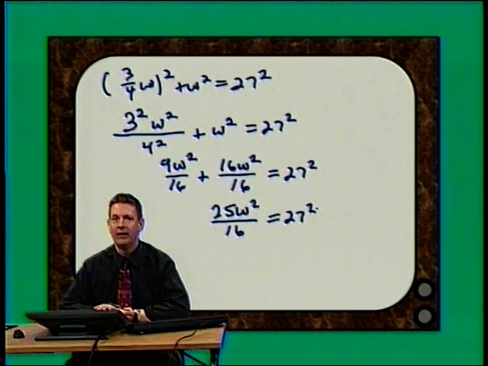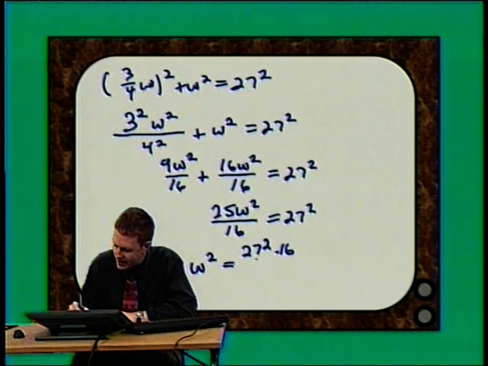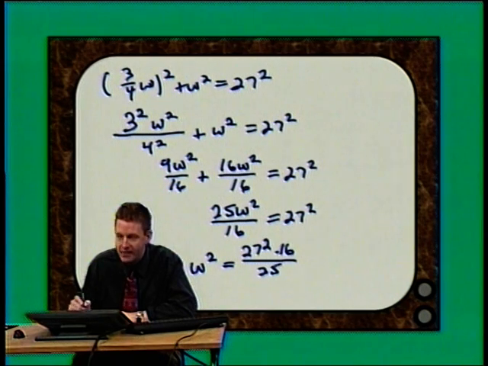So, let's go ahead and isolate w squared by multiplying both sides of the equation by 16 over 25. That's going to give me w squared equals 27 squared times 16 over 25.